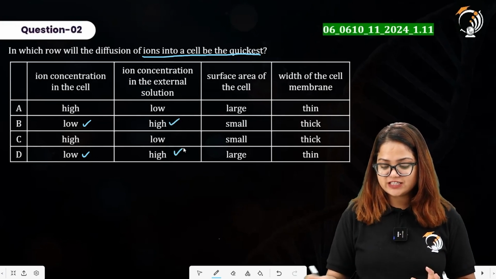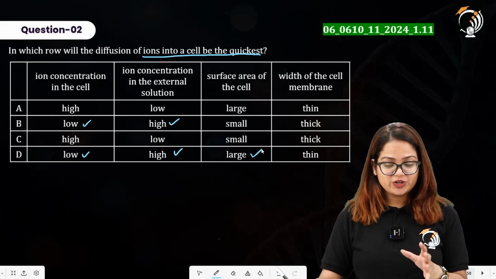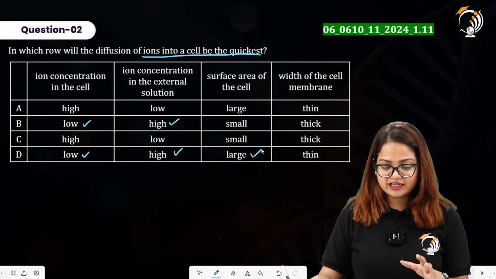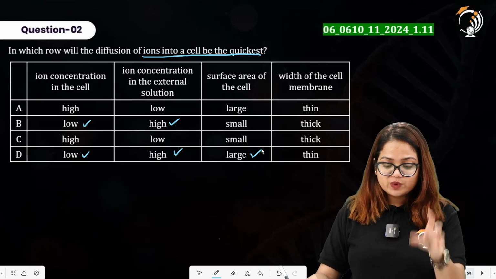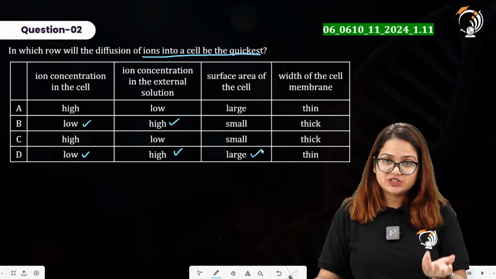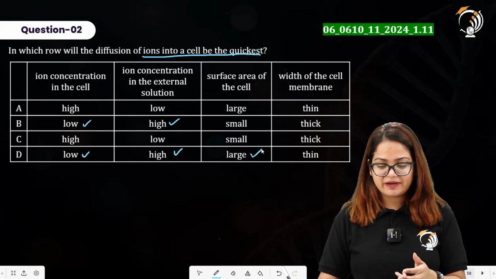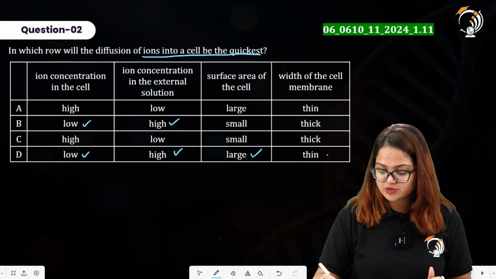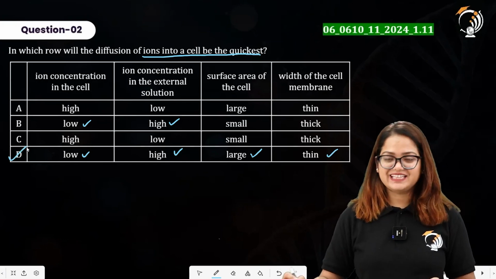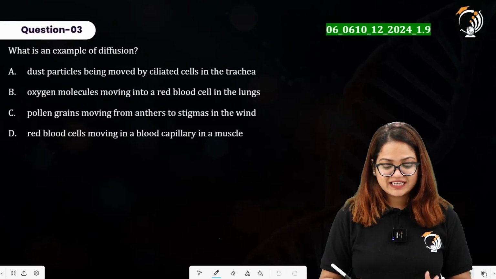The surface area of the cell should be large. In order to diffuse the ions quickest, we need a large surface area so that a large number of molecules can pass across. The width of the cell membrane should be thin, and we have D as the right option. Then we have, what is an example of diffusion?